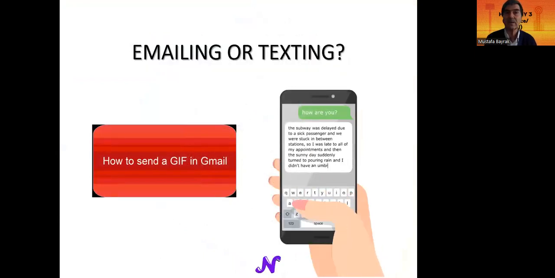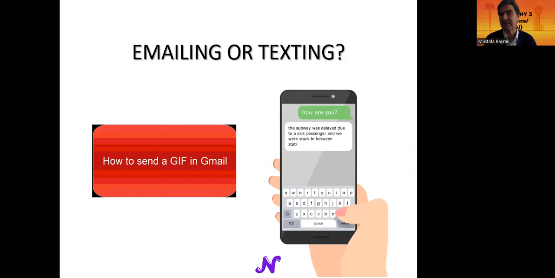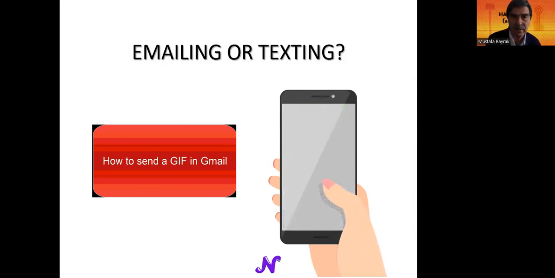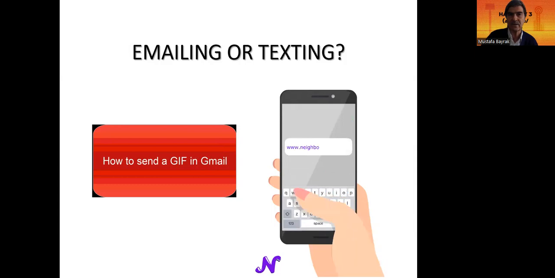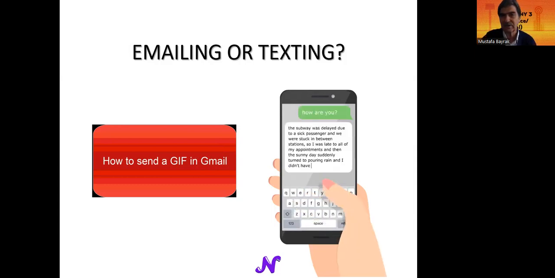Okay. Emailing or texting. Which one do you prefer? Okay. I prefer emailing to texting. Or, for example, but I know that you prefer texting to emailing. How to send a GIF in Gmail. Okay, here is a message. Here is someone sending messages, texting messages.